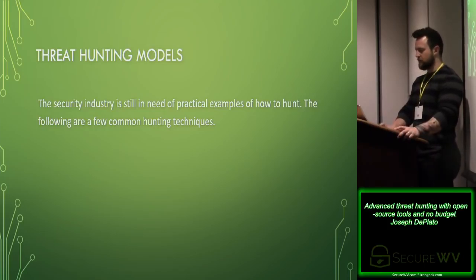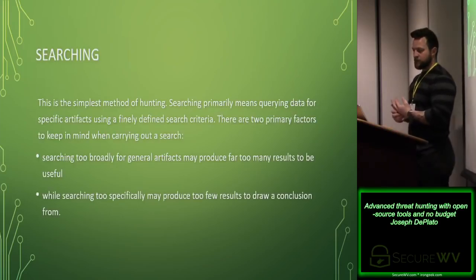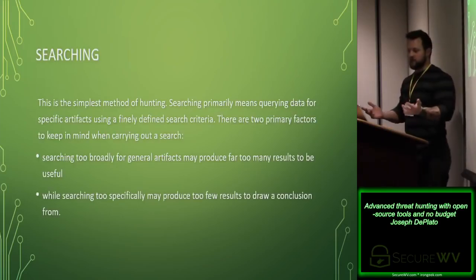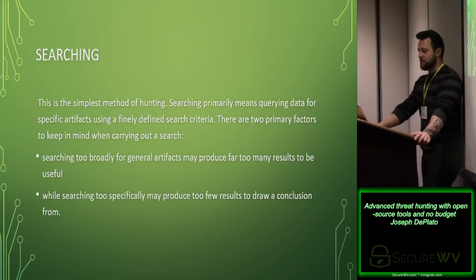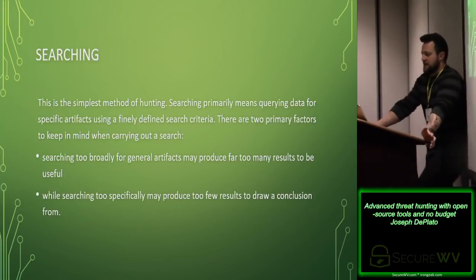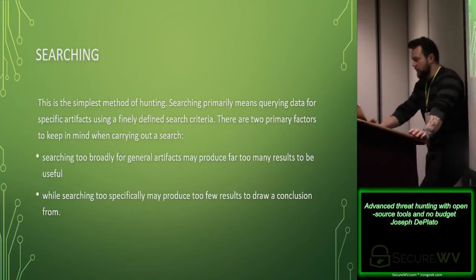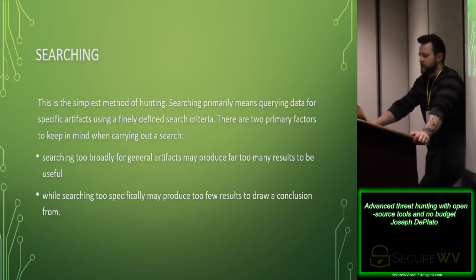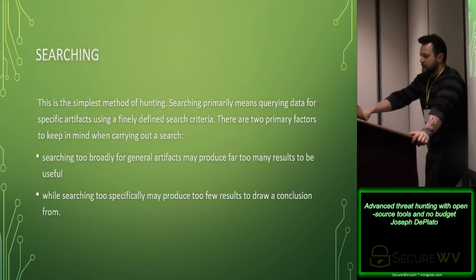great success with. So much success that we really haven't made any further ones beyond that, because we're finding so much anomalous activity with these models that we haven't had the time to come up and think about other ones. So the first one is easy. It's just searching. So searching, it's the simplest method of hunting.